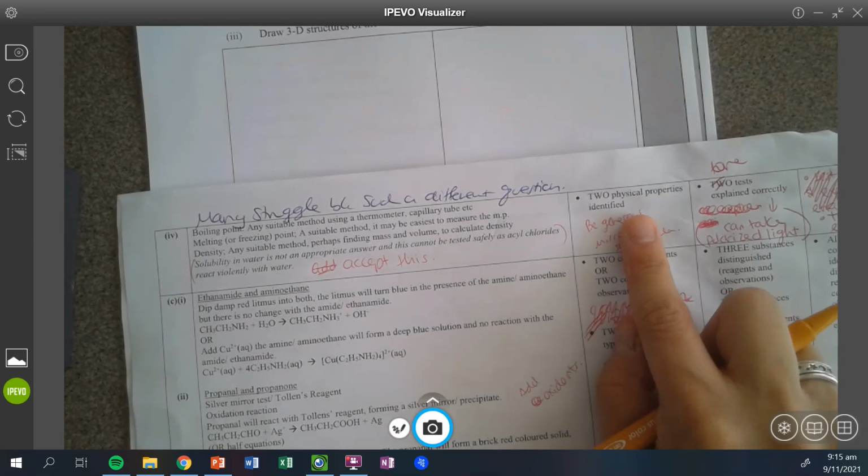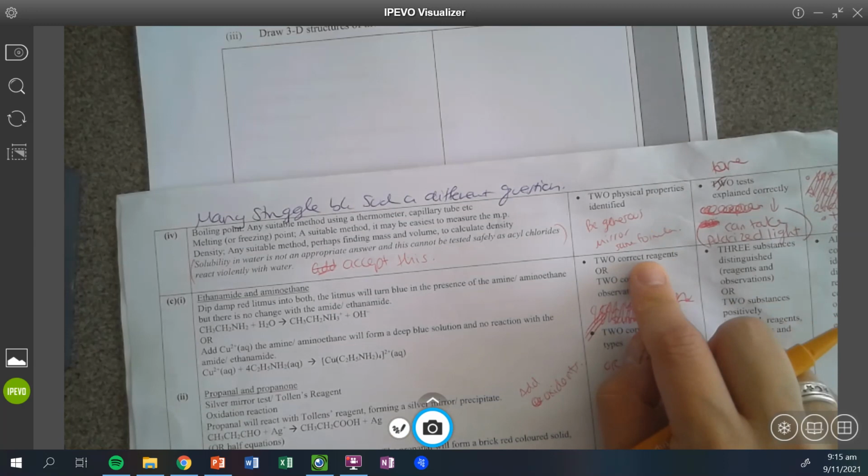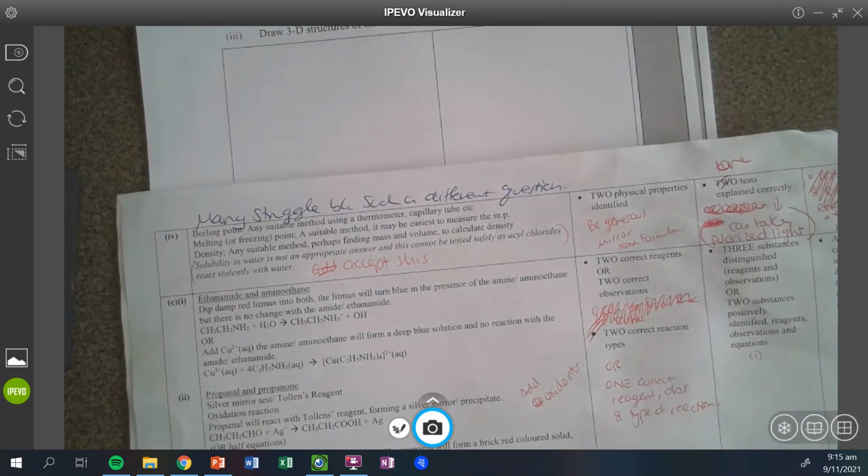What I did was I accepted 2 physical properties for the achieved, and I was very generous about it. So if you just said they were mirror images, even though that's not the same property, I still gave it to you as one of your 2. But basically, I was looking for stuff that showed me that you understood some similarities. So maybe you wrote that they're both acid chlorides. Not a great physical comparison, but I would take it because this was a weird question.